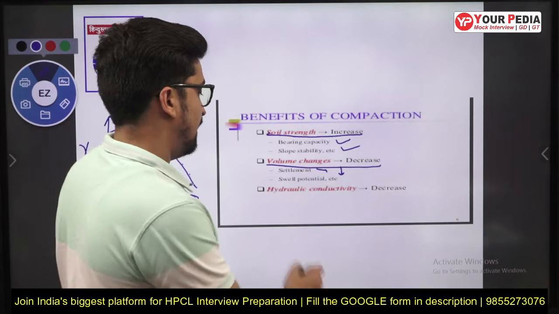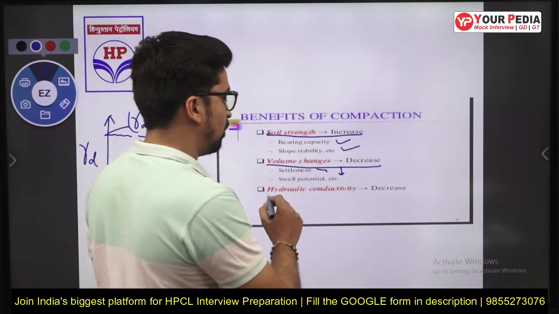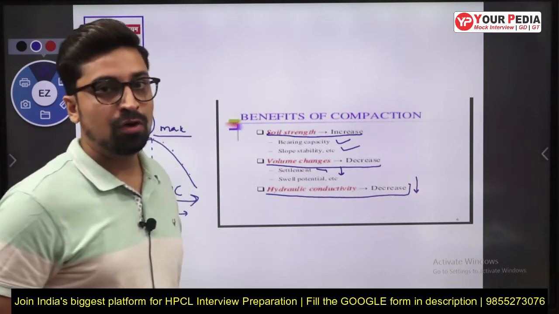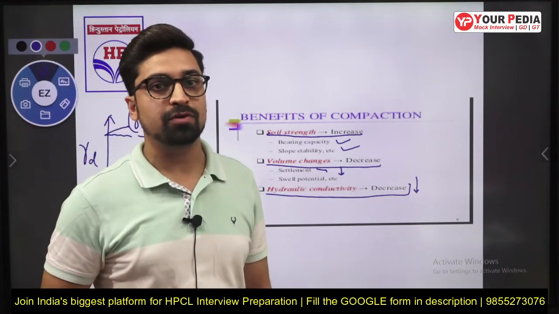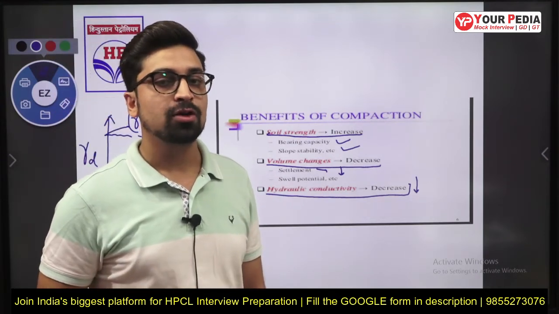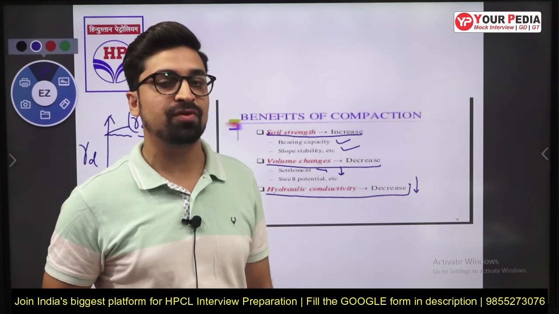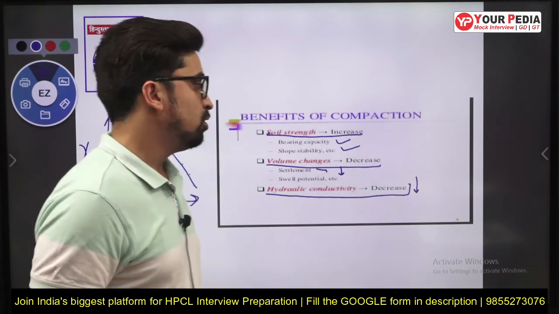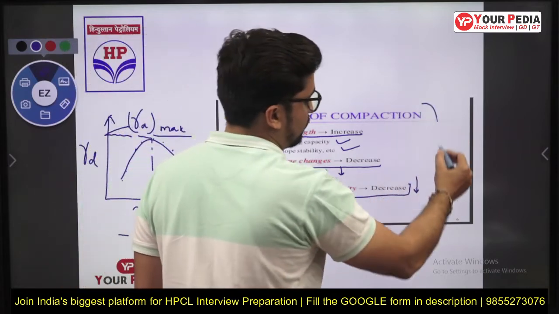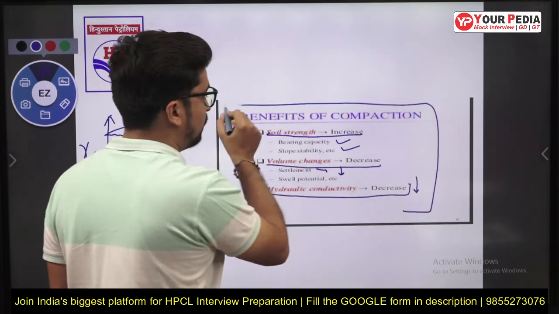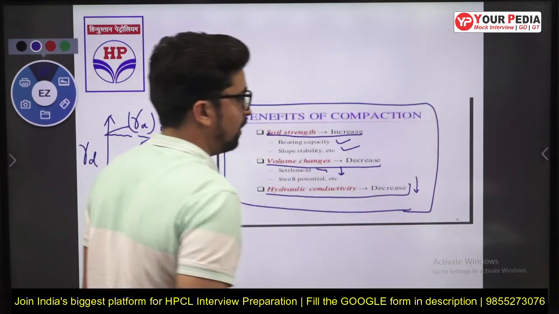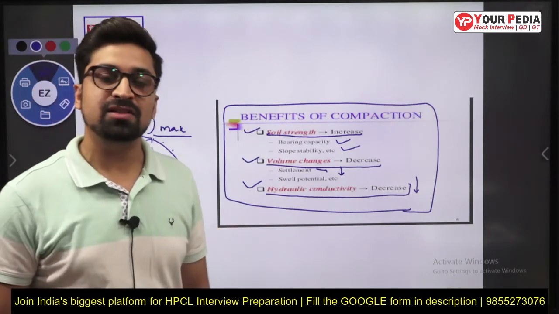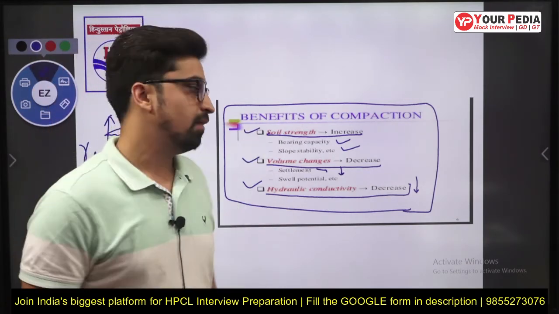After that, as we have discussed earlier, the hydraulic conductivity will also decrease. In the case of earthen dams, our main purpose is to reduce the hydraulic conductivity so that the seepage will be less and our dam will be stable. By compacting the soil we can achieve that. So these are the main benefits of the compaction of soil. To conclude our question, we get these three benefits by compaction of soil, and hence we do the compaction of the soil.